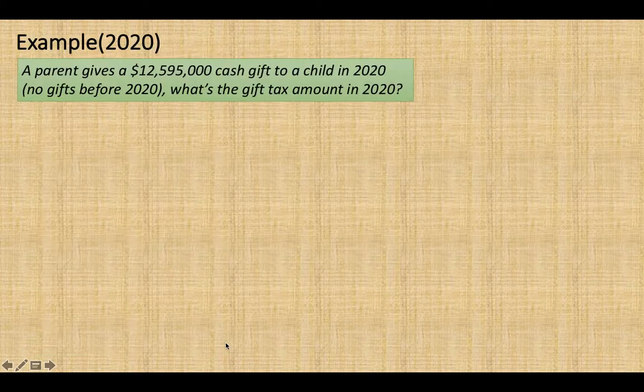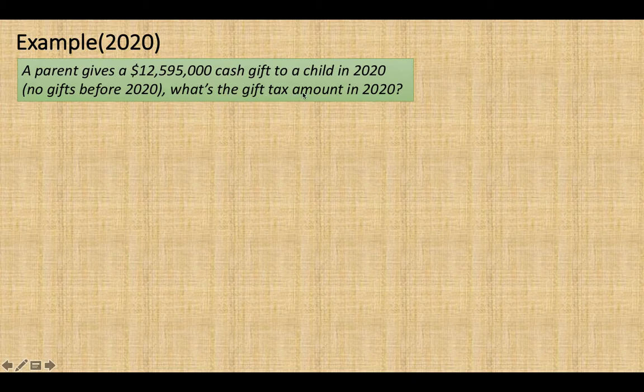So let's see an example. This is a very simple example in the year 2020. A parent gives a $12,595,000 cash gift to a child. I'm going to show you why this number. Prior to 2020, there were no other gifts. Because we are doing lifetime gifting, that matters, so to make it simple for this example, there were no prior gifts.